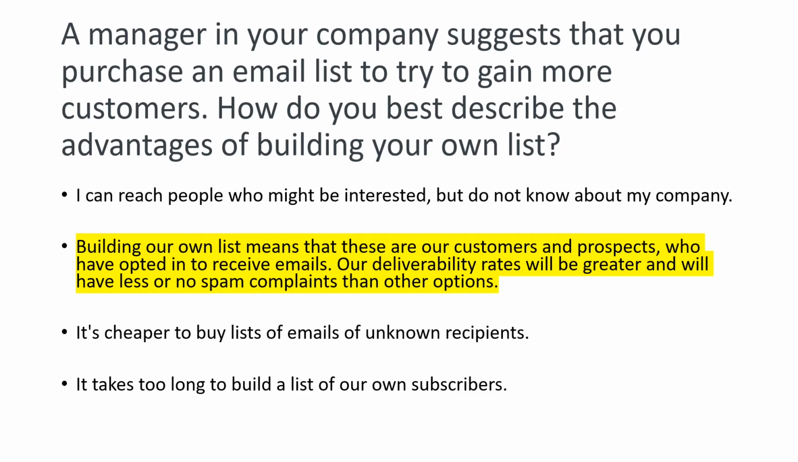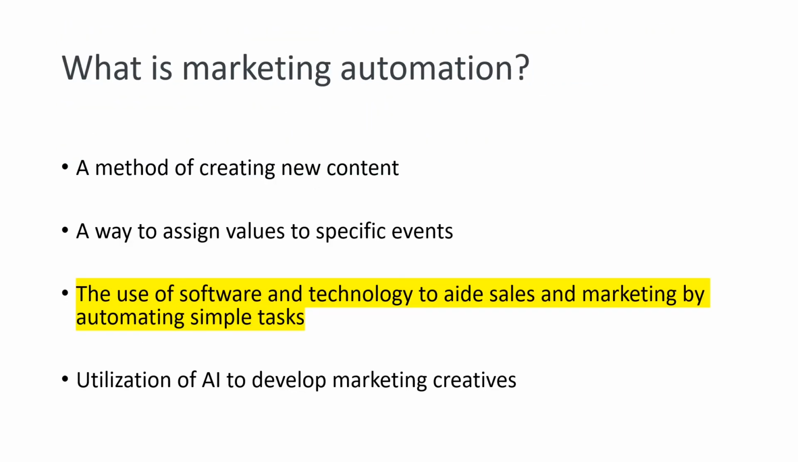215. A manager in your company suggests that you purchase an email list to try to gain more customers. How do you best describe the advantages of building your own list? Building our own list means that these are our customers and prospects who have opted in to receive emails. Our deliverability rates will be greater and will have less or no spam complaints than other options. 216. What is marketing automation? The use of software and technology to aid sales and marketing by automating simple tasks.